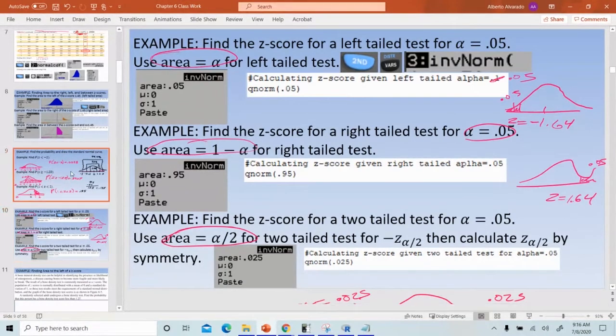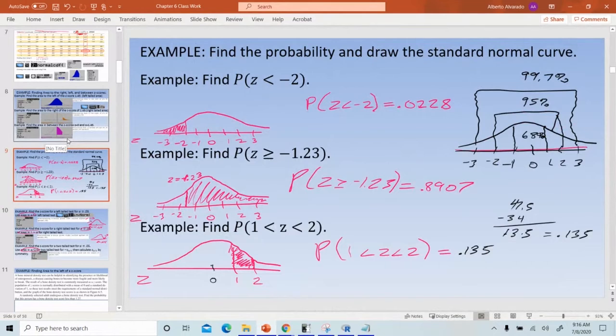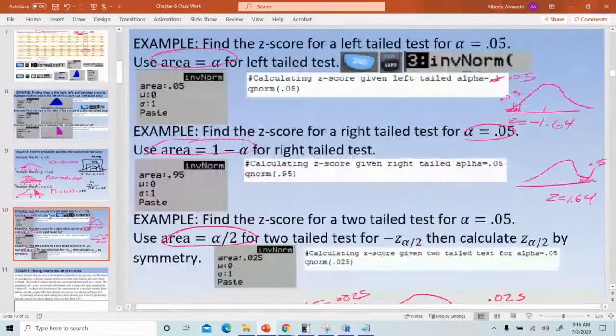In these problems, the previous slides 8 and 9, you're given a z-score and you want to find the area to the left or to the right or in between that z-score. Now on these problems, you're given an area, and you want to calculate a z-score for that area, whether it's a left-tailed area or a right-tailed area.